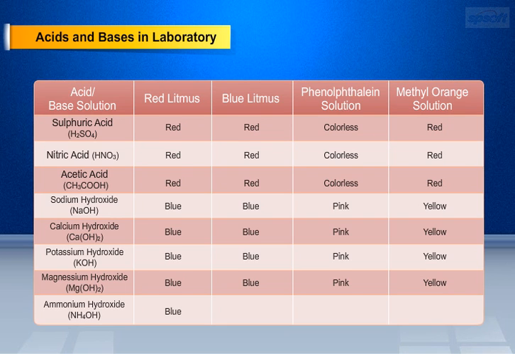Ammonium hydroxide changes red litmus to blue. Ammonium hydroxide remains the same for blue litmus paper. Ammonium hydroxide shows pink color when phenolphthalein solution is added. Ammonium hydroxide shows yellow color after adding methyl orange.